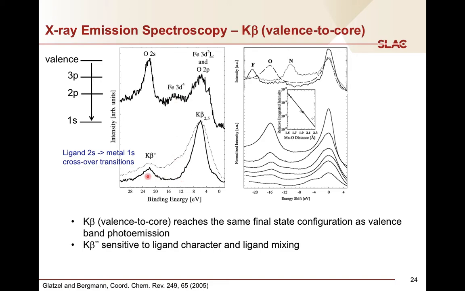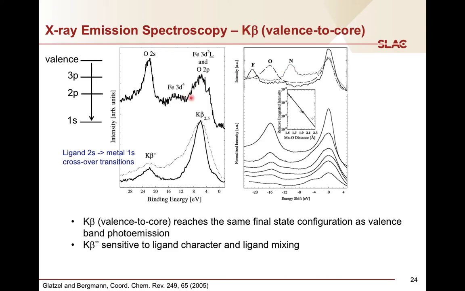Now then, to test if in valence-to-core the K-beta double primed is really given by the binding energy of the ligand, they did part of the experiment where they just changed the ligand. You have fluoride, oxygen, nitrogen, and indeed they follow exactly what you would expect from binding energies.